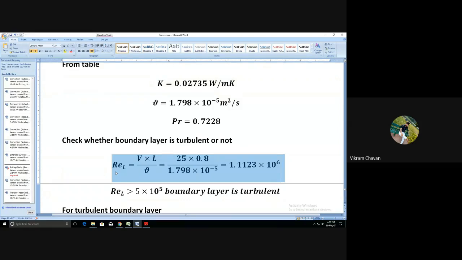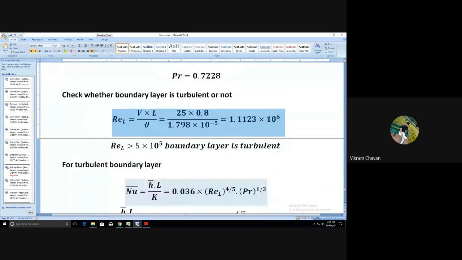We have considered one boundary condition: if the Reynolds number is greater than 5 into 10 raised to 5, then that particular boundary layer is turbulent. In this case we are getting the Reynolds number 1.1123 into 10 raised to 6, so we can say that it is greater than 5 into 10 raised to 5. So the boundary layer is turbulent from the leading edge only. Further, we have to consider the correlation for the turbulent boundary layer.